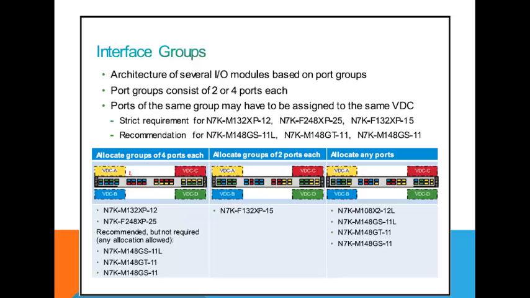10, 11, 12, 13. Sorry, 10, 12, 13 is below, 14, 16. So I can group 10, 12, 14 and 16 for one VDC, and 11, 13, all evens for one, all odd for the other one. So this thing needs to be considered.